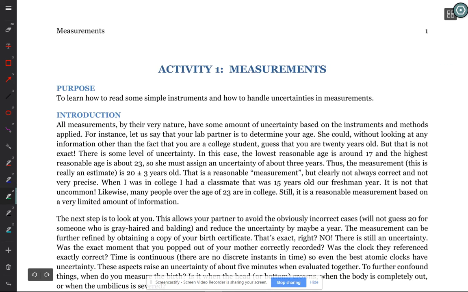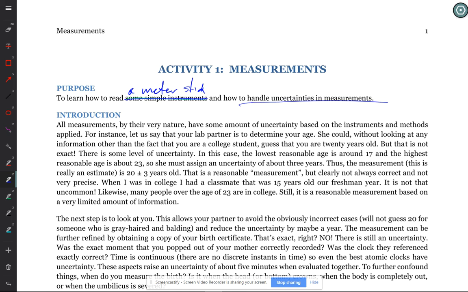So today's lab, activity 1, measurements. Our purpose is to learn to read some simple instruments. We're only learning to read meter sticks here because of my change. And how to handle uncertainties. That's our key thing here, handling uncertainties in measurements.